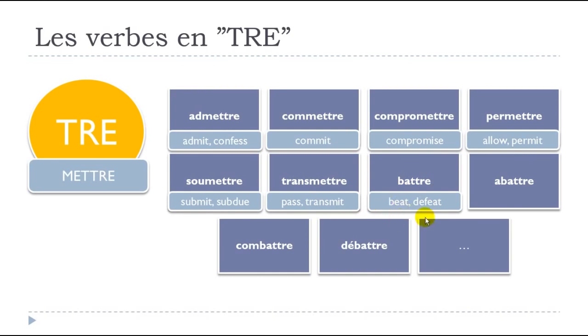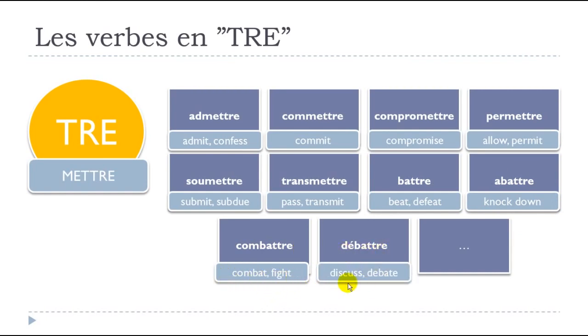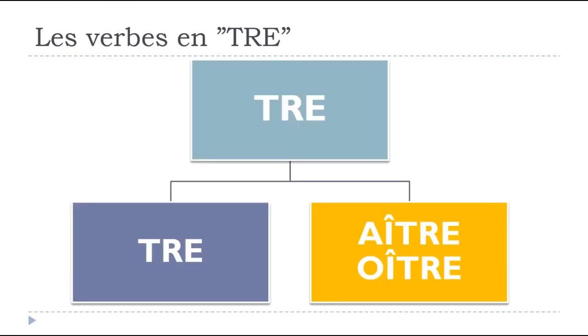Battre, beat, defeat. Abattre, knock down. Combattre, combat, fight. And then débattre, discuss, debate. Keep in mind that these verbs are conjugated the same way as mettre. So as we saw, we've got a second group in this video, concerning the verbs ending with être and oître.